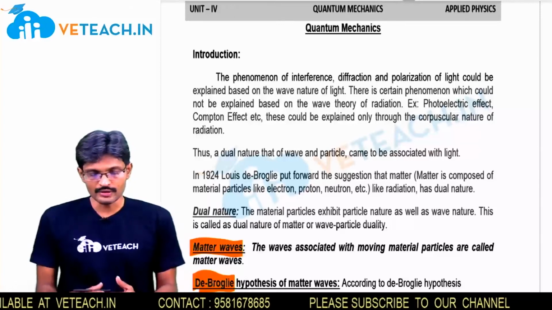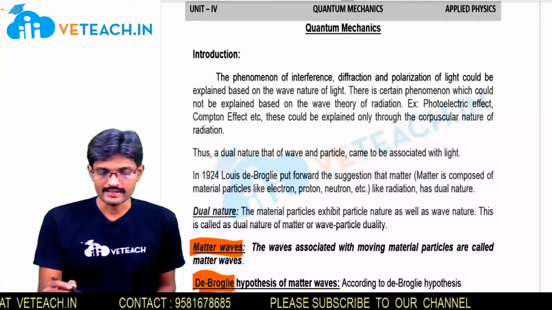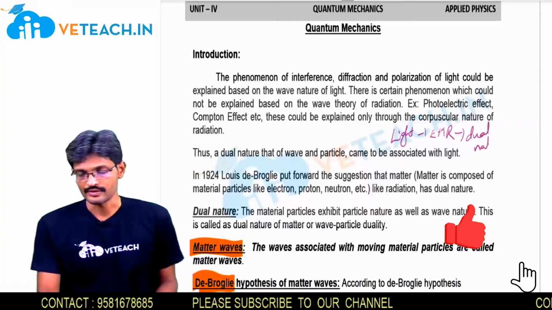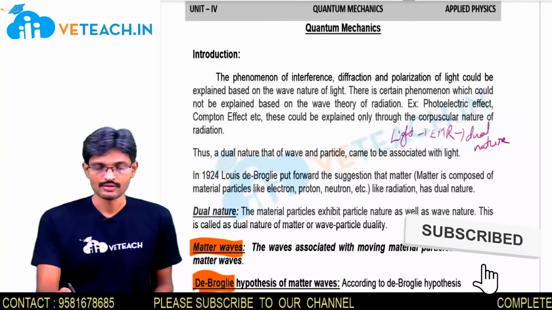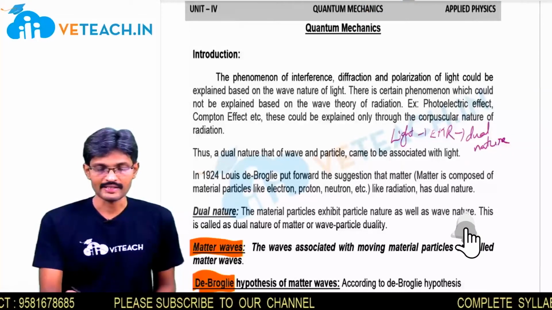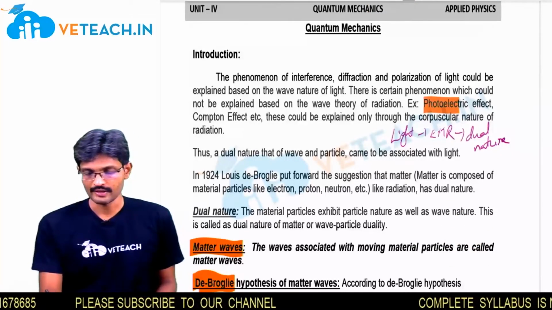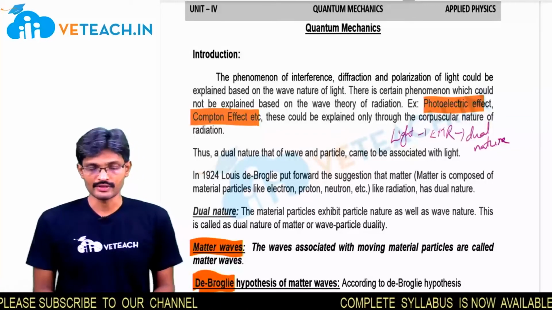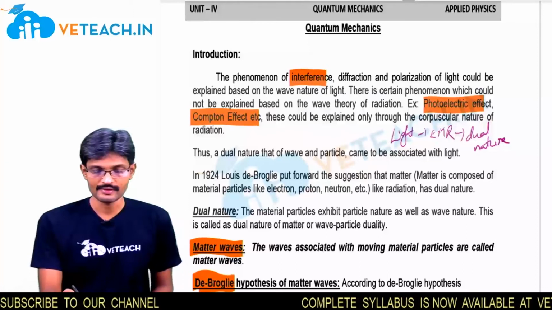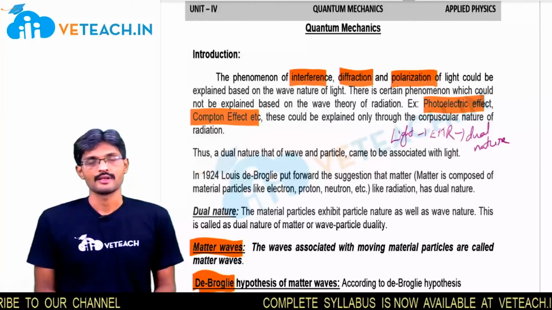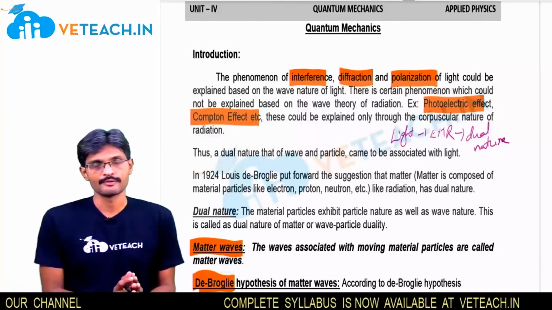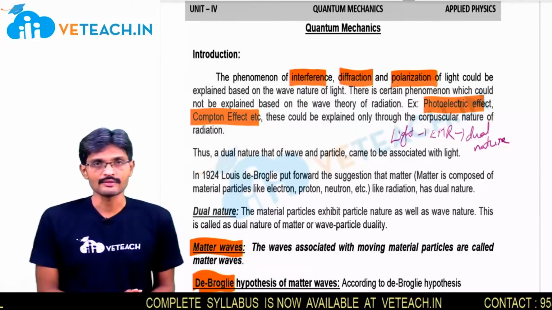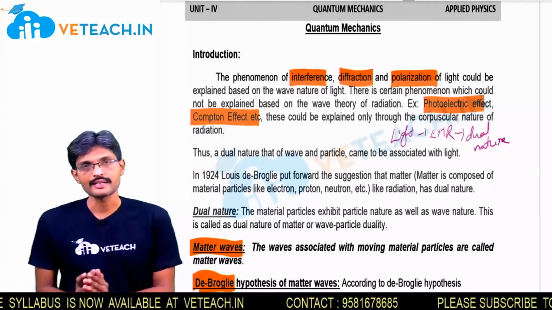He used the concept that light, which is electromagnetic radiation, exhibits dual nature. We know that light exhibits particle nature during the photoelectric effect and Compton effect, and it exhibits wave nature during the phenomena of interference, diffraction and polarization. At a particular instant of time, the light may exhibit either wave nature or particle nature.